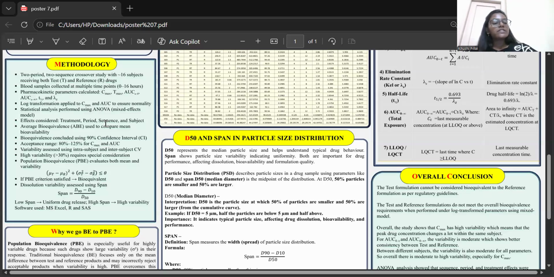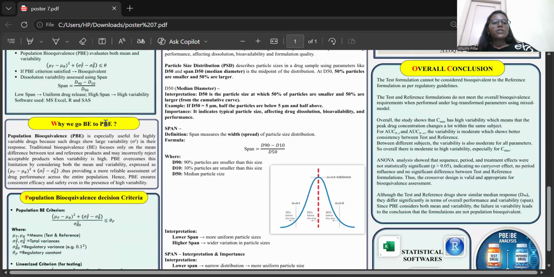Dissolution variability is assessed using span, which is given by D90 minus D10 upon D50, where D90 is the end stage, D10 is the initial stage or first stage, and D50 can be denoted as the middle stage. Low span indicates uniform drug release, whereas high span indicates high variability. And the software used for evaluating all these pharmacokinetic parameters and analysis are MS Excel, R, and SAS.